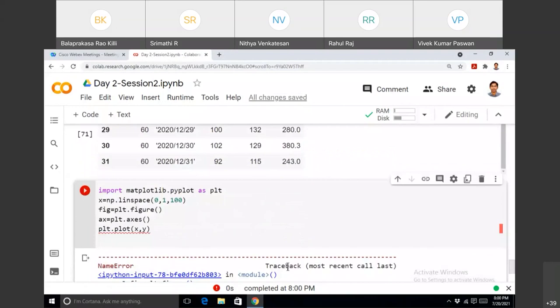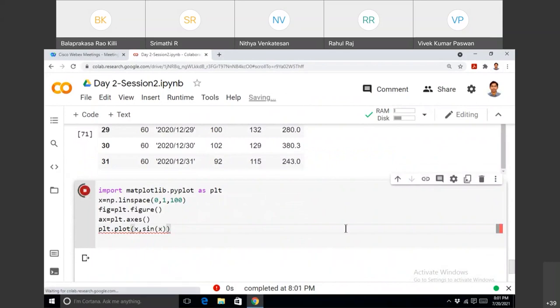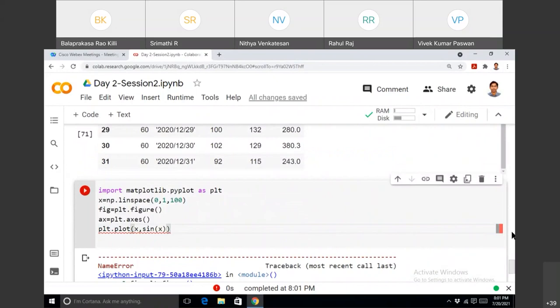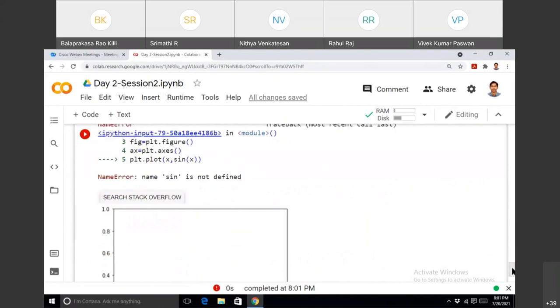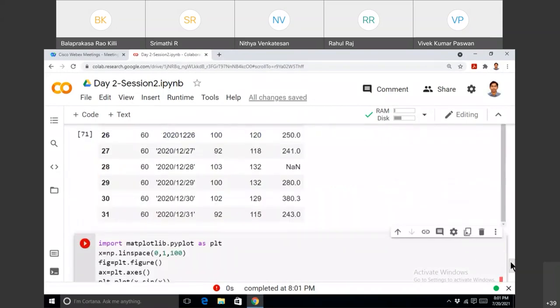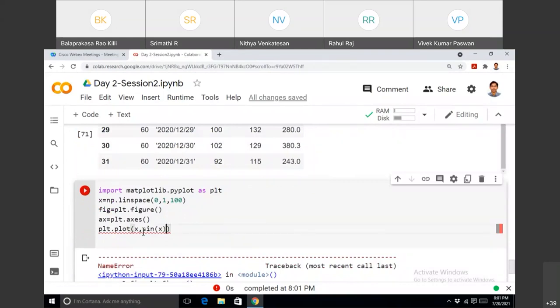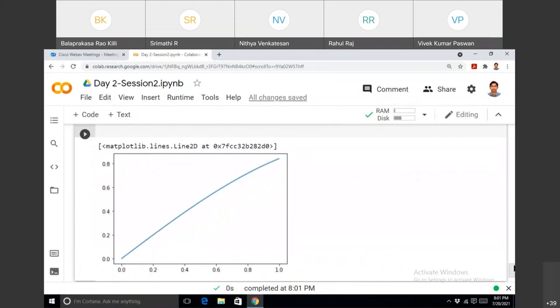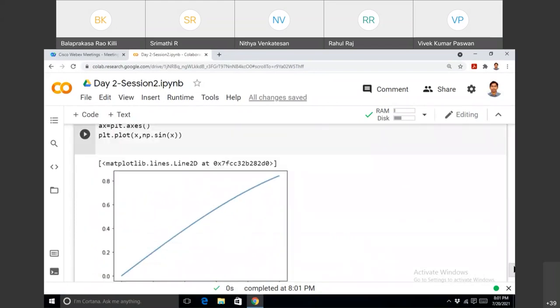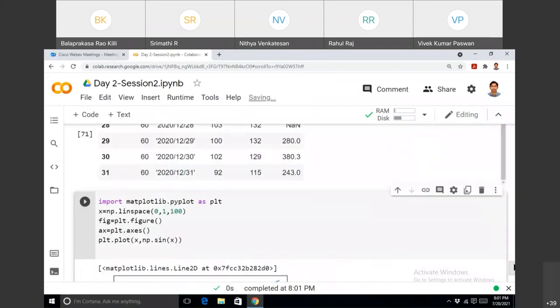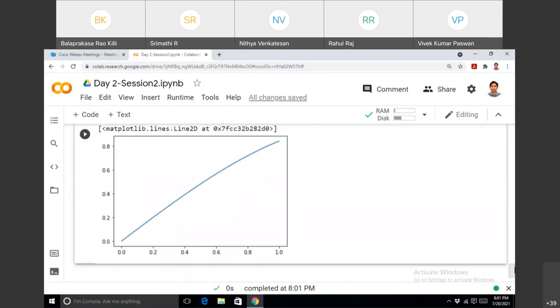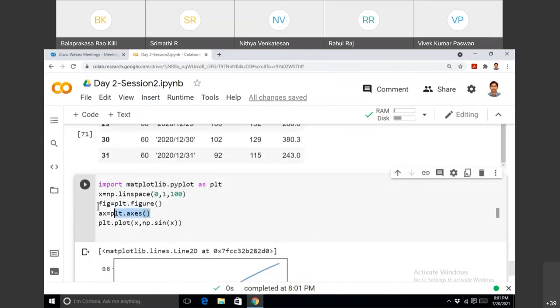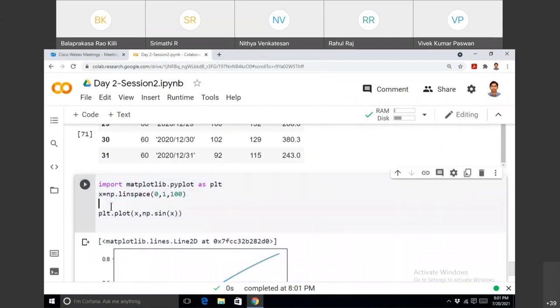Y is not defined. Instead of y, I wanted to calculate sin x, x versus sin x. Sine is not defined because sine is defined in NumPy. So let me give np.sin(x). Actually, for the plot function, these two things are not required. I am directly telling you this way.